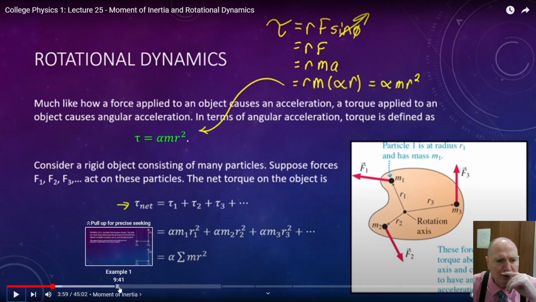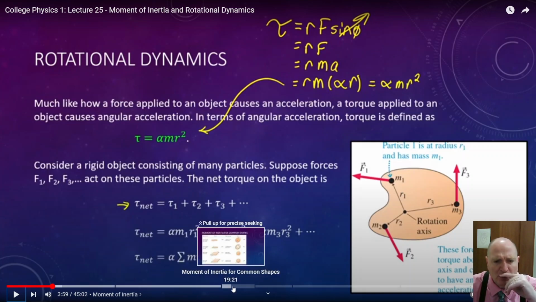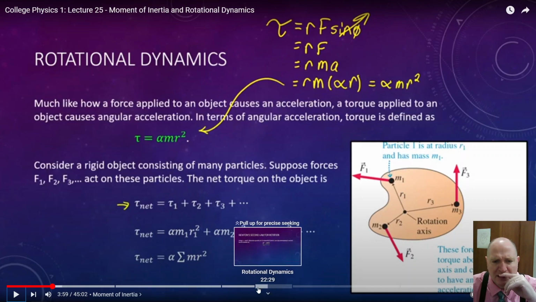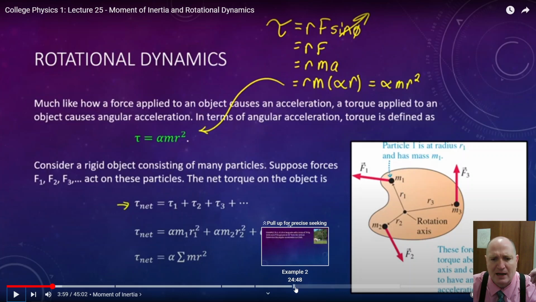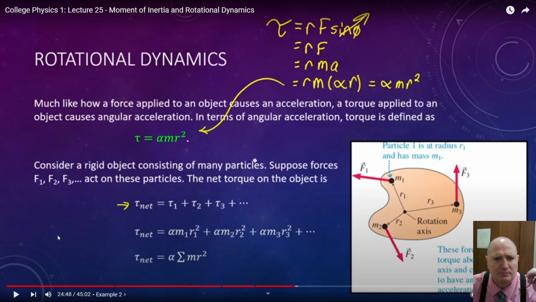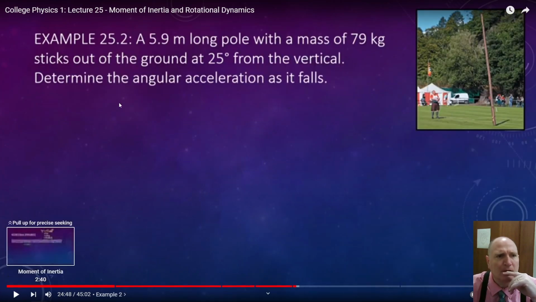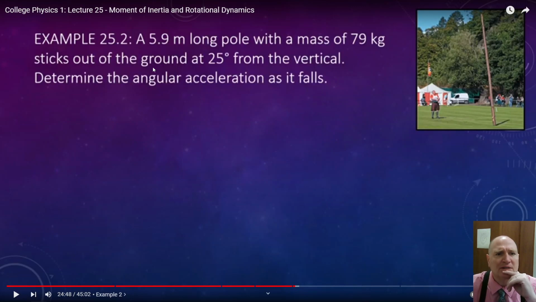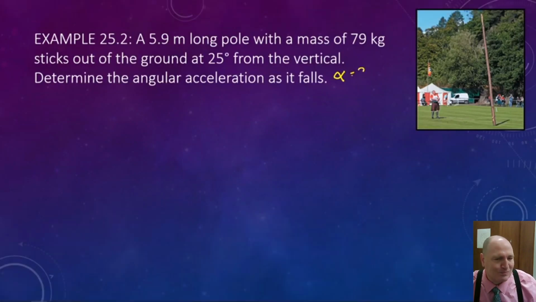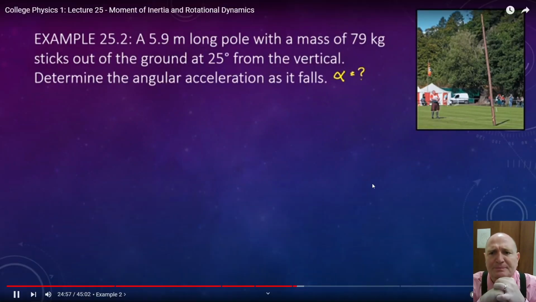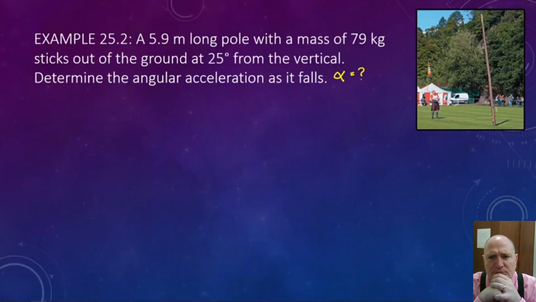All right, I'm just going to jump to an example. Is this where I want to go? I think I'm more interested in this example. So let's jump to rotational dynamics. All right, let's read it here. Pole sticks out, determine the angular acceleration as it falls. Oh, that's a cool problem. Determine the angular acceleration, in other words, alpha. I'll even write that, alpha equals question mark. That's what we're looking to get as it falls to the ground.